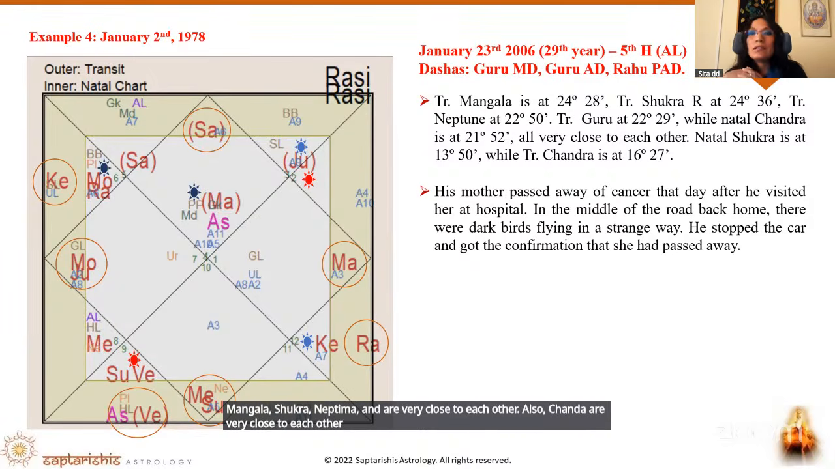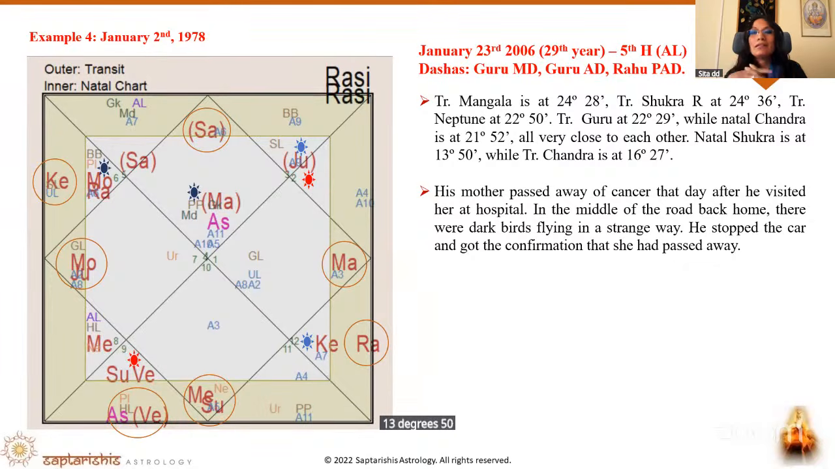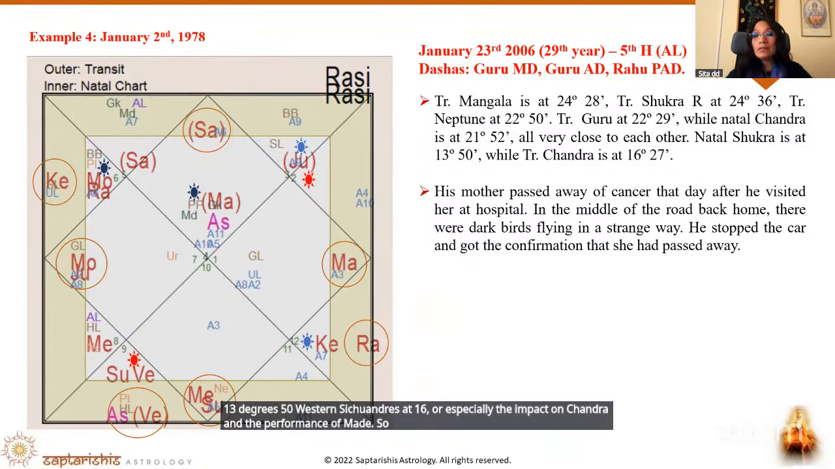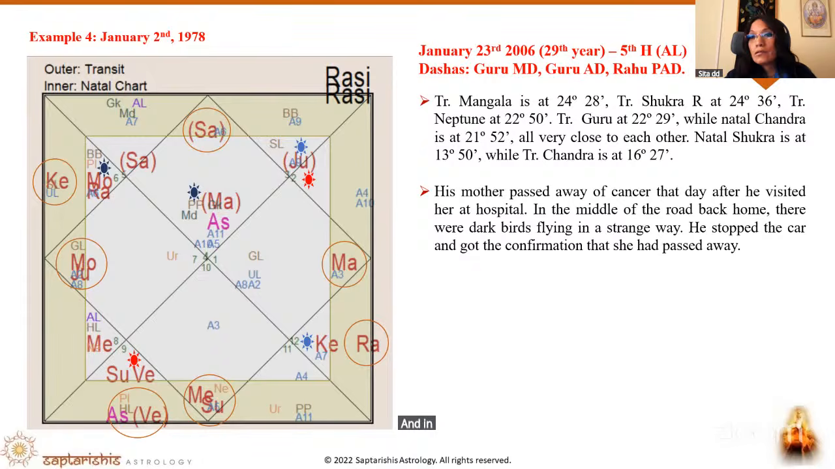No, and natal Shukra is at 13 degrees 50, whereas transit Chandra is at 16, all especially the impact on Chandra in the 4th house of mother. So the mother passed away of cancer that day after he visited her at the hospital. And in the middle of the road back home, there were dark birds.